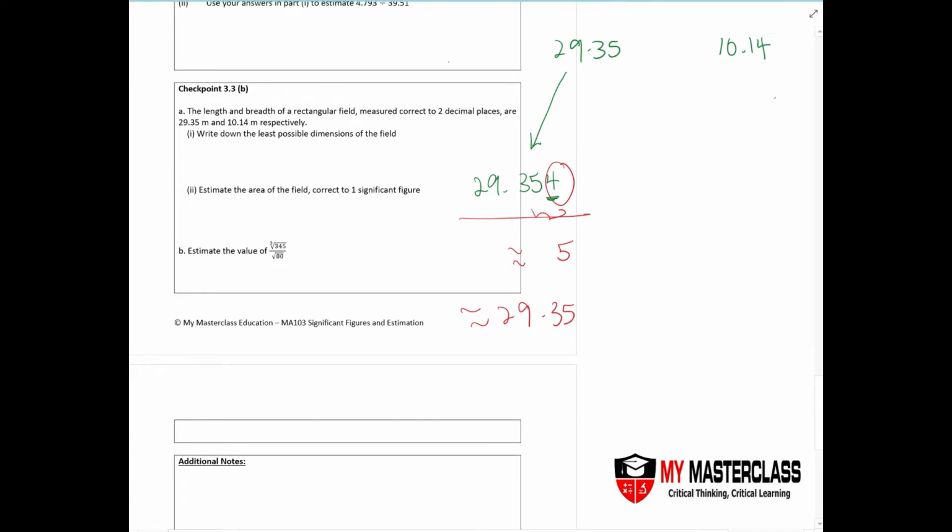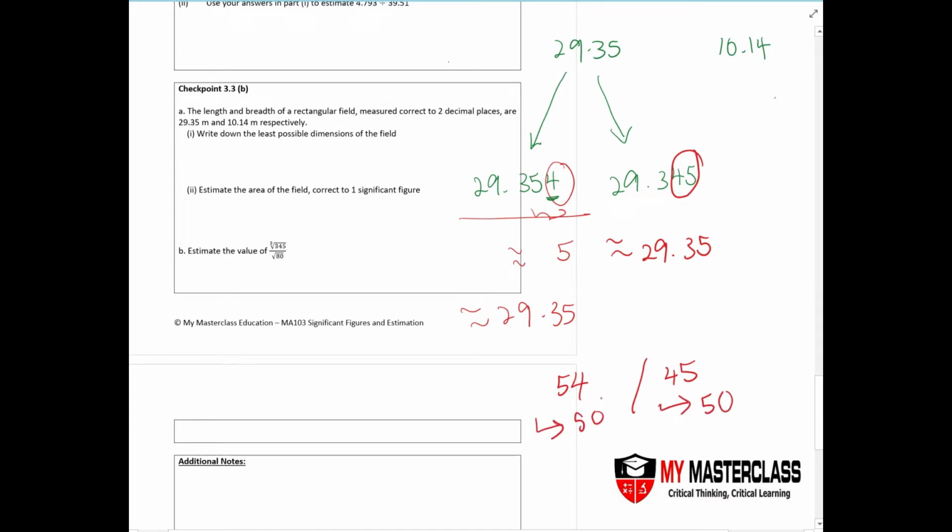Now likewise, if I have another number, which is 29.345, can you notice that I'm using this number 45? If I am asked to approximate this to 2 dp, I'll get 29.35 as well. So can you see what's the common number? It is either a 54 or a 45, because this will mean that it is a 50 and this will also mean that it's a 50. Can you see? So now can you try to apply the same concept to 10.14?